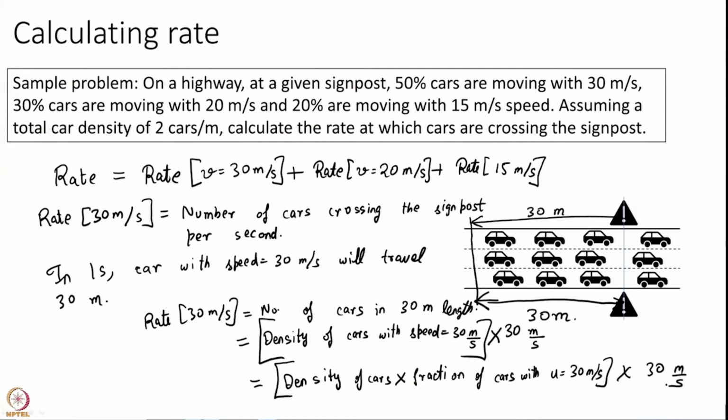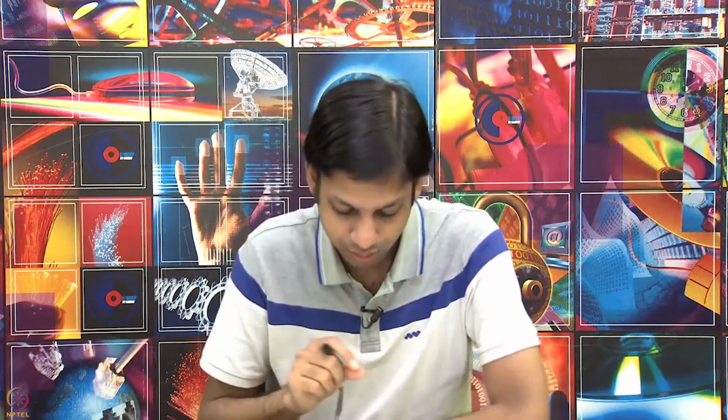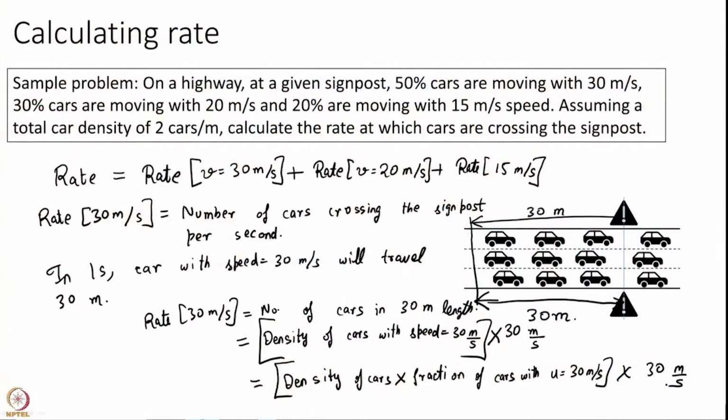Okay. So, the density of cars with a particular speed equals the total density of cars per unit length multiplied by the fraction of cars that were travelling at 30 meters per second. Yeah, so that is how I will find the density of cars with a particular speed. Think about it very carefully. The total rate at 30 meters per second will be the number of cars in the 30 meter length, because those are the cars that will be able to cross this signpost in 1 second. Fine, but the number of cars in this distance is nothing but the density of the cars times this distance.